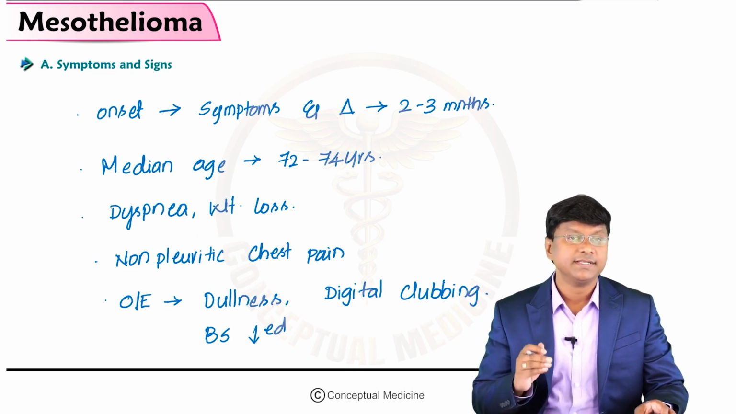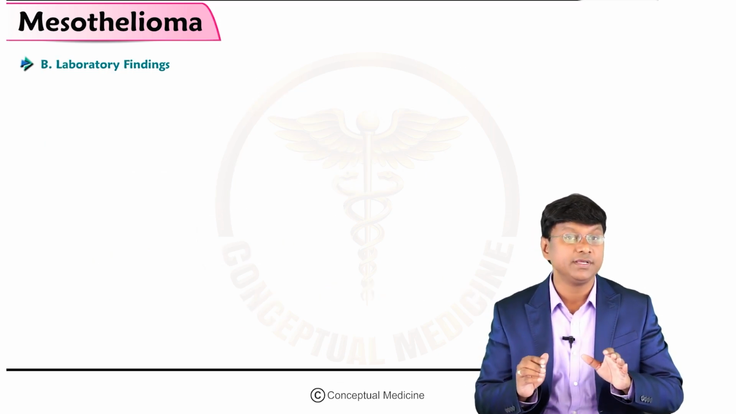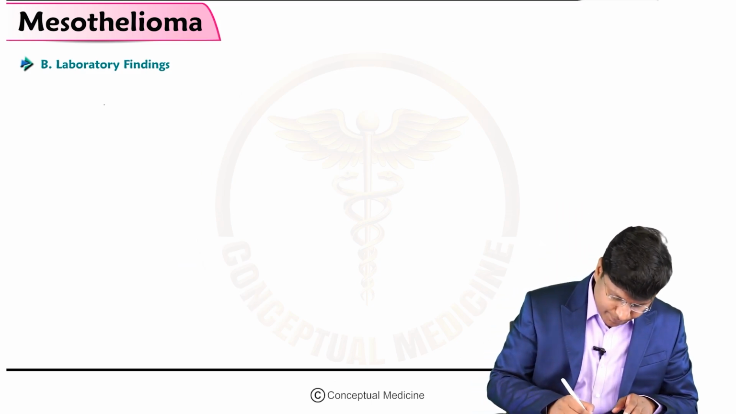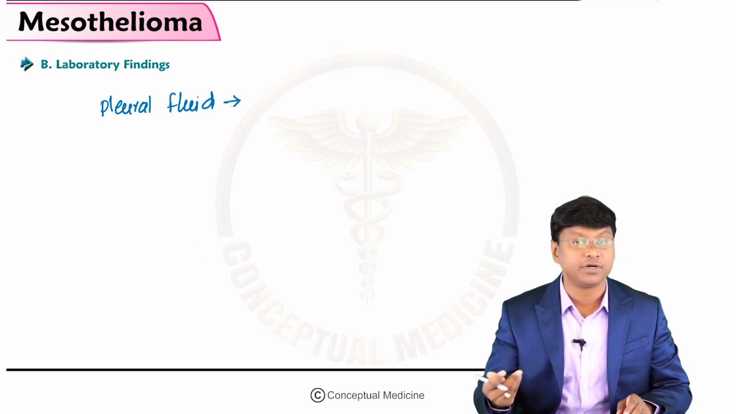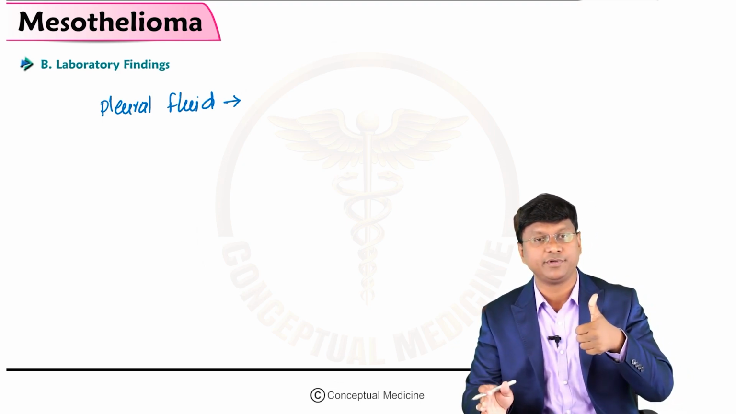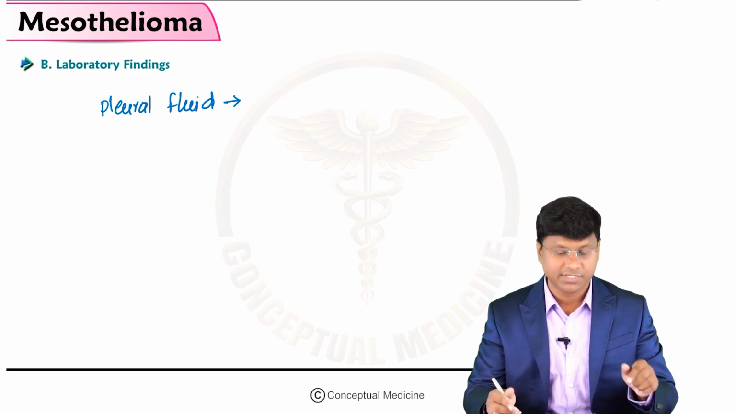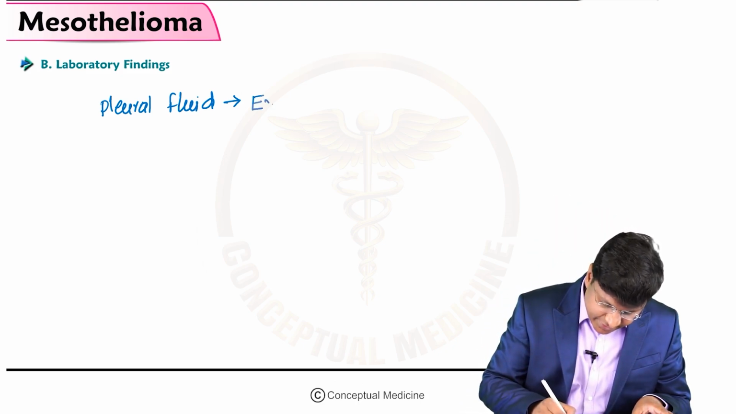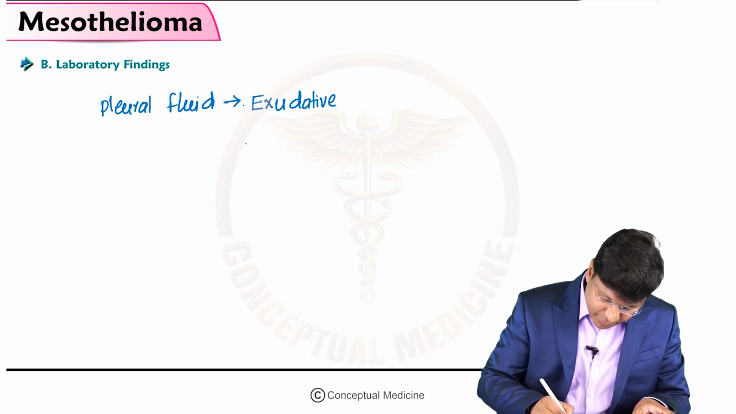Then how will you diagnose these patients with mesothelioma? That is by doing pleural fluid analysis. These patients develop pleural effusion, and we actually have two types of pleural effusion: transudative and exudative. The pleural effusion in mesothelioma is the exudative type, and it is often hemorrhagic.